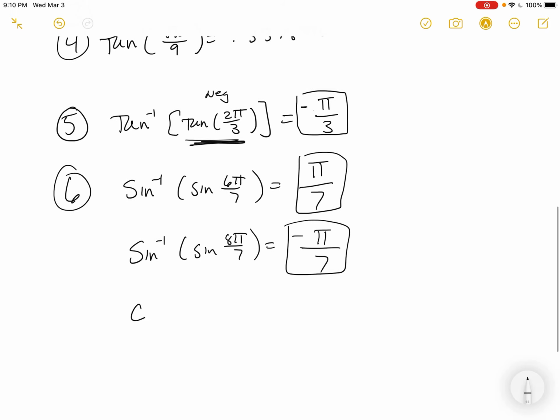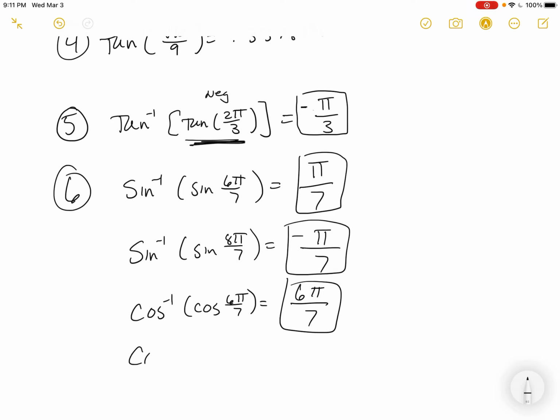Right? What if I did cosine inverse of the cosine of 6 pi over 7? No problem. It's going to give me a pi over 7 reference angle. Cosine of 6 pi over 7? Well, that's in the second quadrant. Well, my cosine inverse can spit me out there, as I get out 6 pi over 7 straight out. So I'm making these up, right?